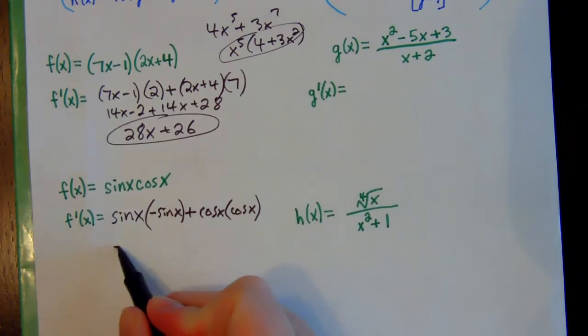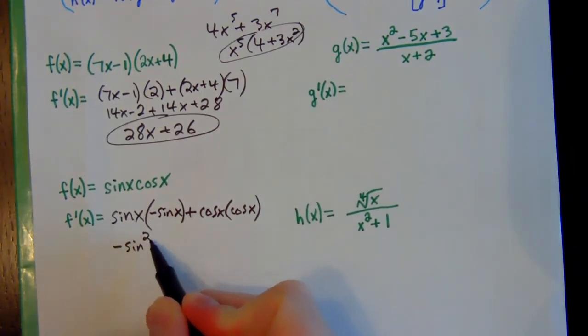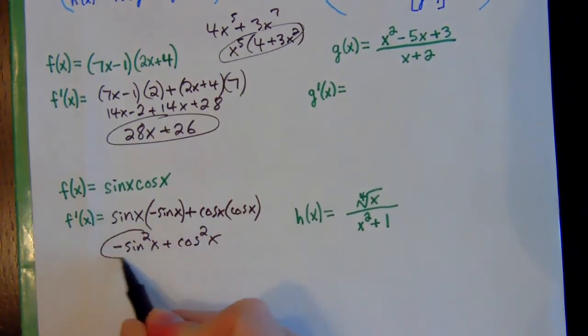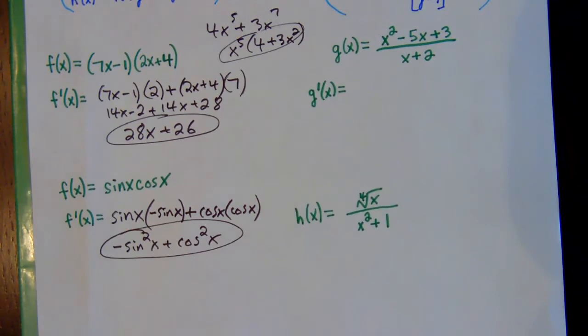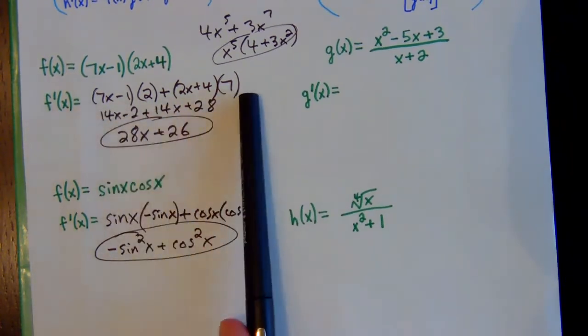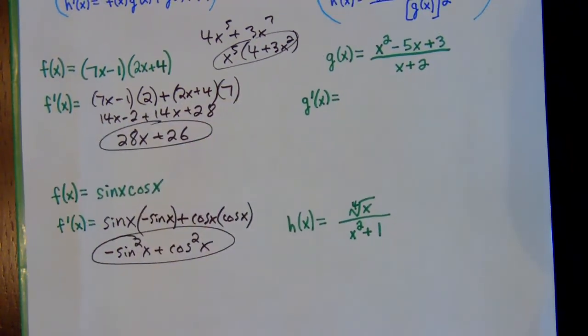And then you should simplify this. We can make this negative sine squared x plus cosine squared x. And then you're allowed to stop right there. Now the answers in the back of the book might make that cosine squared minus sine squared. They might turn that into the double angle formula, like the cosine of 2x. You don't need to do any of that right now. You can just stop right there. So just practice your product rule. If it looks easy, multiply it all out. If it looks complicated, we want to go ahead and factor that.